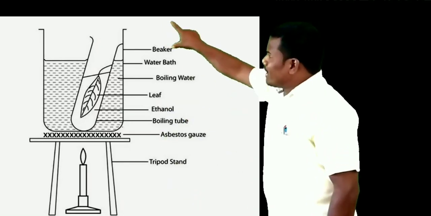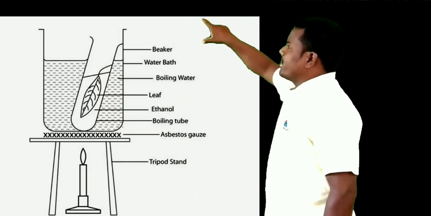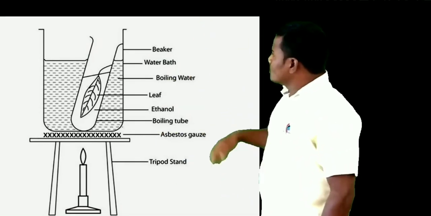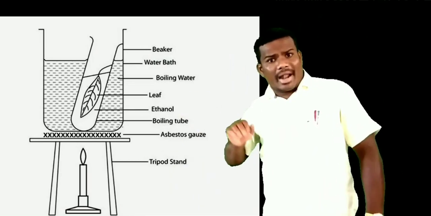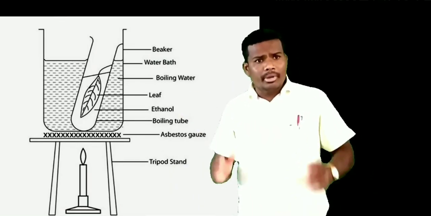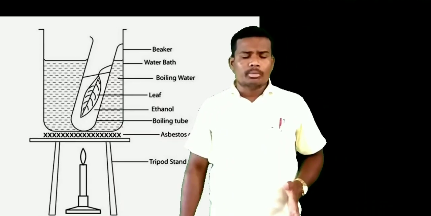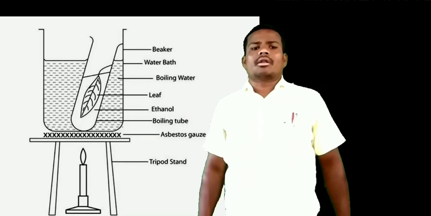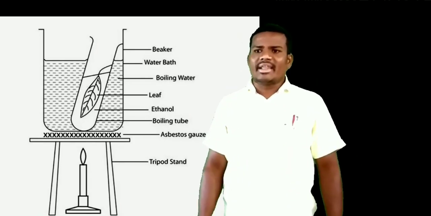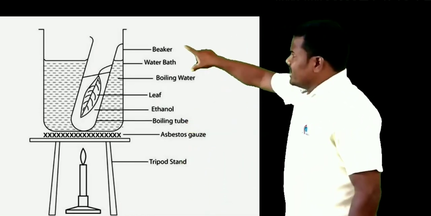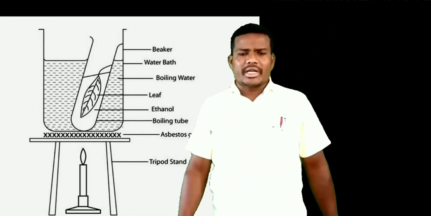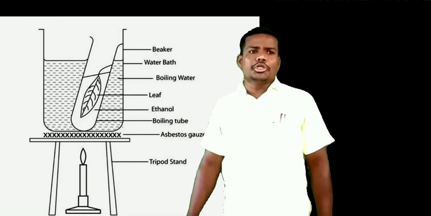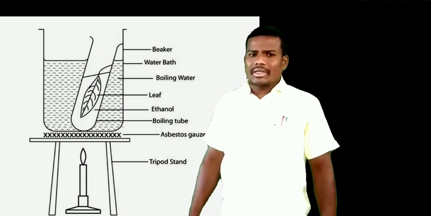Next, required materials. In this experiment, what materials are required? See, there is a diagram: tripod stand, asbestos gauze, beaker with water, test tube, green leaf, Bunsen burner and petri dish. So these are the required materials. Next is the required solutions. The first one is methylated spirit and the second one is iodine solution. So these are the solutions. Next, the procedure.